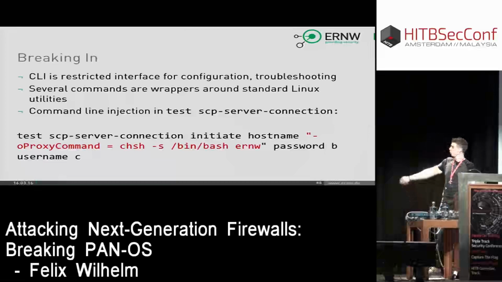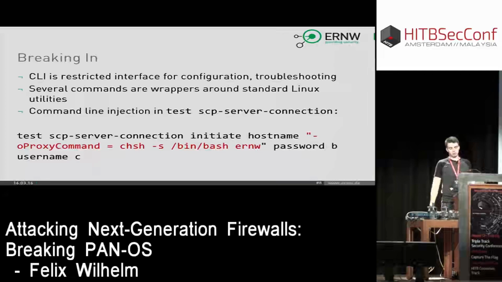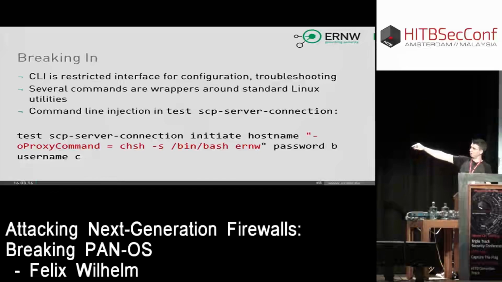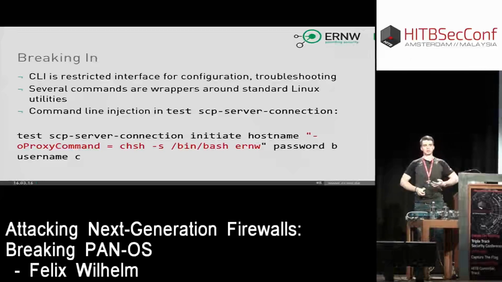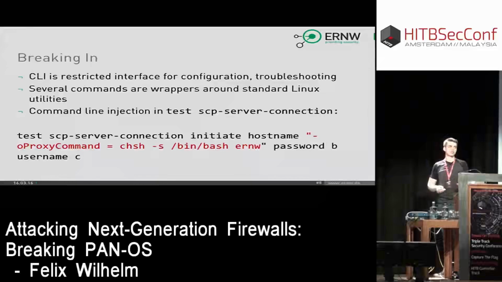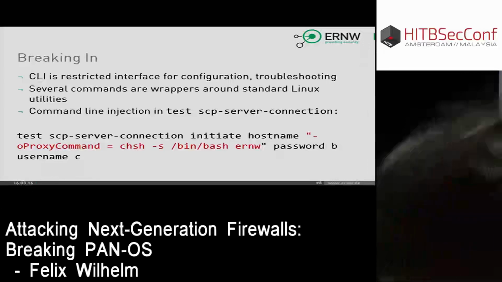So what we do here is we inject an option to SSH or to SCP. We use this -o command line parameter where we can define a proxy command. And when we then execute this test SCP server connection command, what really will happen is that we move our shell, so the shell of the ERNW user, from this restricted command line interface to /bin/bash. So this gives us the possibility to later on just log in using SSH again and jump right into a full-featured shell. So this is kind of a nice vulnerability for us.